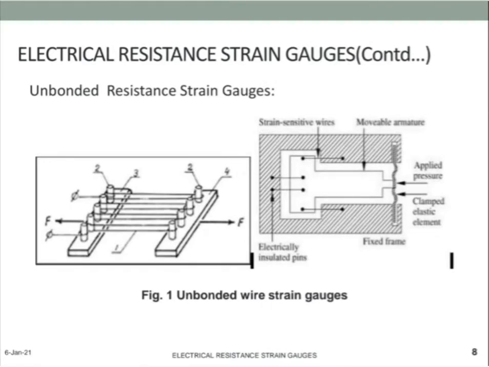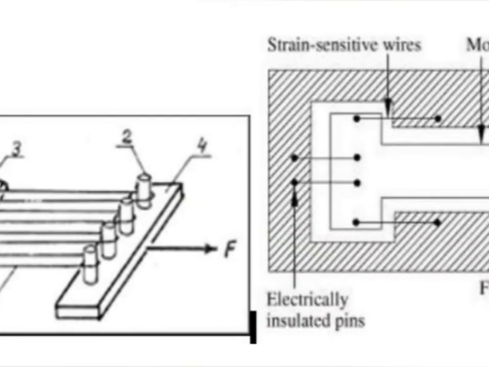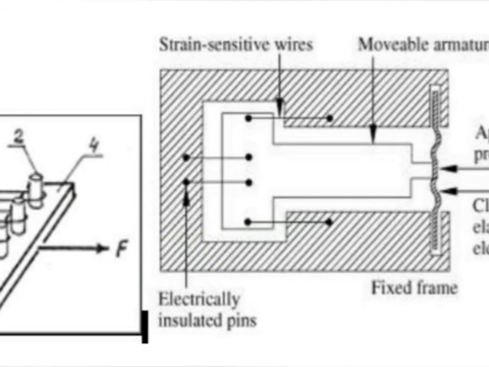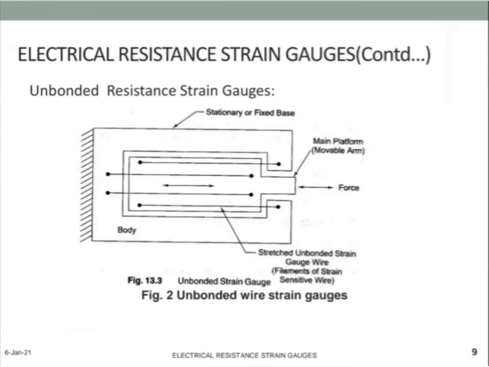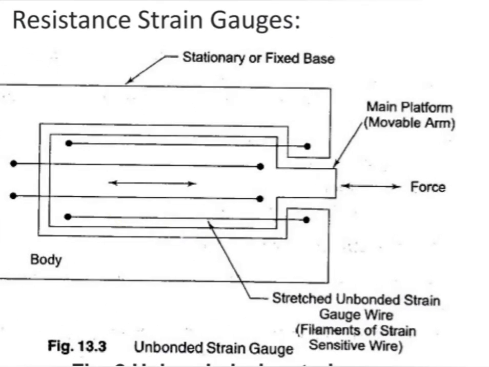Unbonded resistance strain gauges. From the right figure, we can see strain sensitive wires and electrically insulated pins. These are provided to avoid the chance of short circuit. Then the fixed frame and movable armature. In this figure, we can clearly see the structure of the unbonded strain gauge wire.